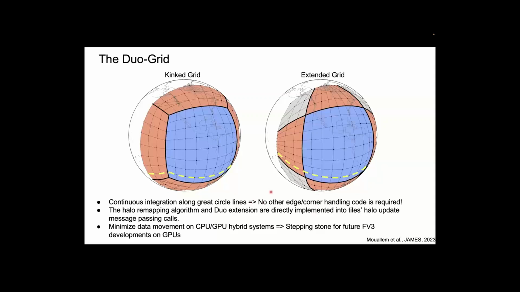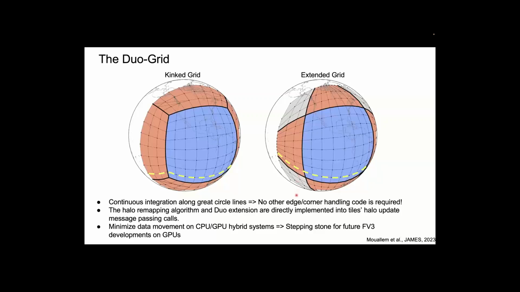And one additional advantage that we got out of this is basically to minimize the data movement on CPU, GPU hybrid systems, which will be a stepping stone for future FV3 development on GPUs. So basically, given that we are integrating now without any interruption and without any of those if statements that I showed you before, this is basically the best way to approach the GPU problem in terms of efficiency.